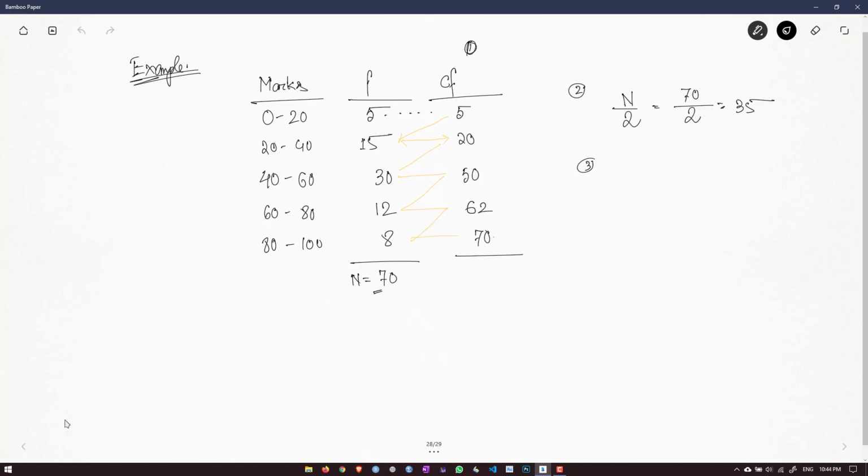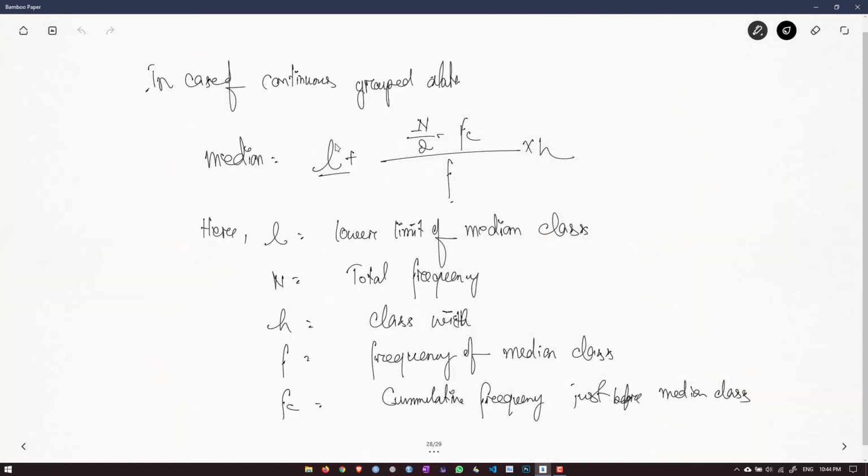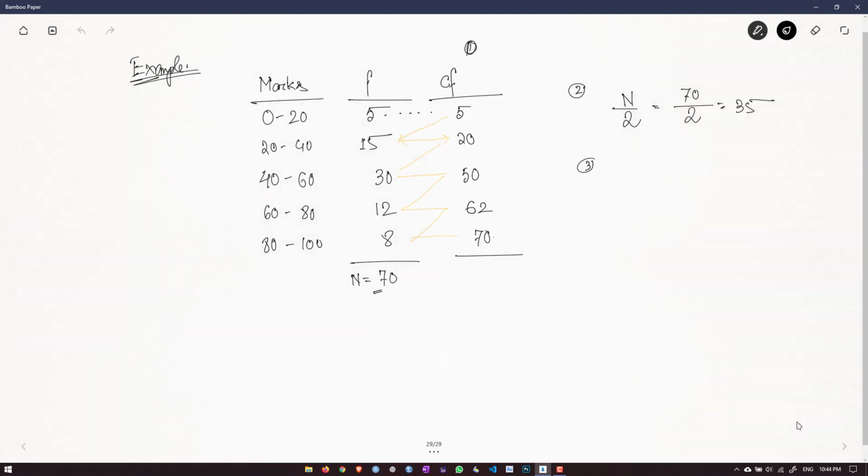So as I have already stated the formula, right? This is the formula. Here you see that we have used the term median class quite often. That means all of these terms are dependent on something called median class. So what is median class? Median class is that range out of all these ranges, right? So in this case we have 5 different ranges: 0 to 20, 20 to 40, 40 to 60, 60 to 80, and 80 to 100. So these are range or class intervals.